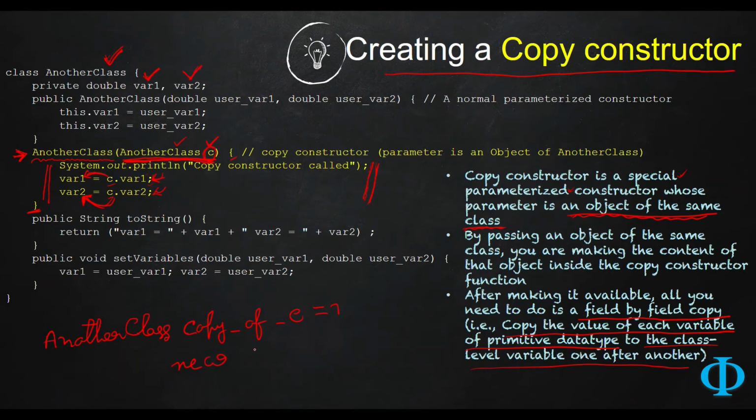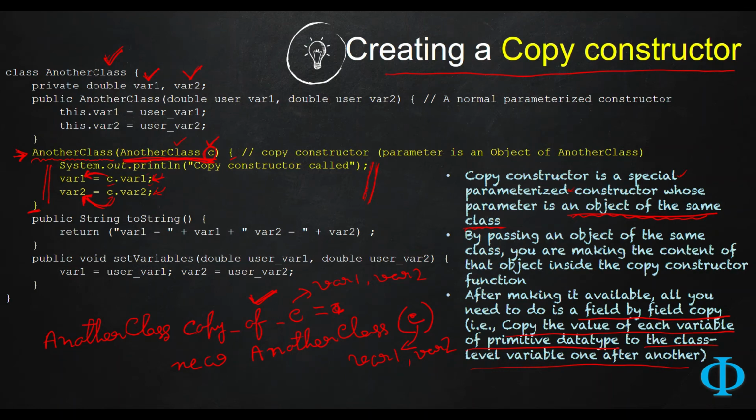New another class C. Whenever you create another object, let's say this copy of C, the class level variables of this copy of C, var1 and var2, will automatically get the values of C's var1 and var2. So that's the concept of copy constructor.